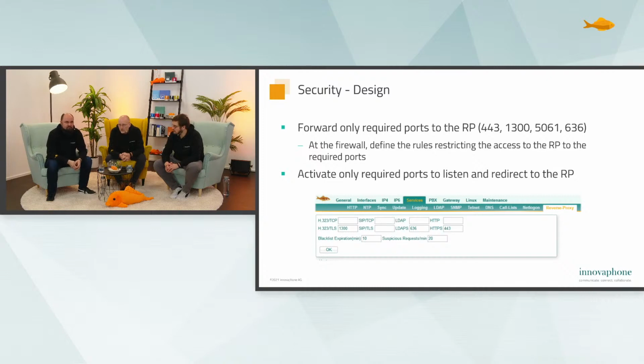And also important and often forgotten, the LDAP, because nowadays with GDPR, you don't want to provide LDAP binding unsecure, because somebody could see your username and password and could have a connection to your LDAP server and can extract all the names and numbers and maybe email addresses and so on. And that's not GDPR secure. So use port 636, LDAP secure. And activate only required ports to listen and redirect on the reverse proxy.